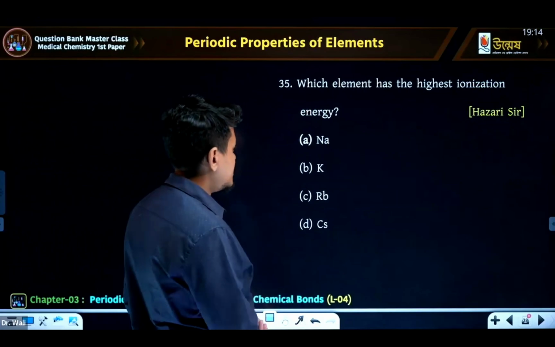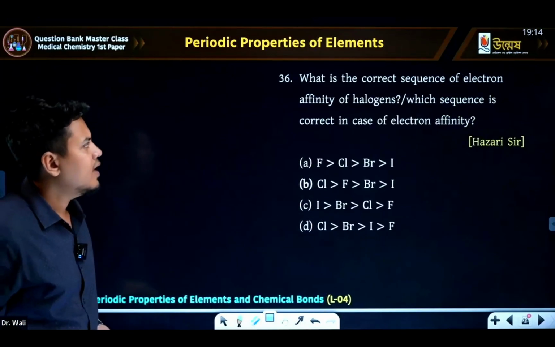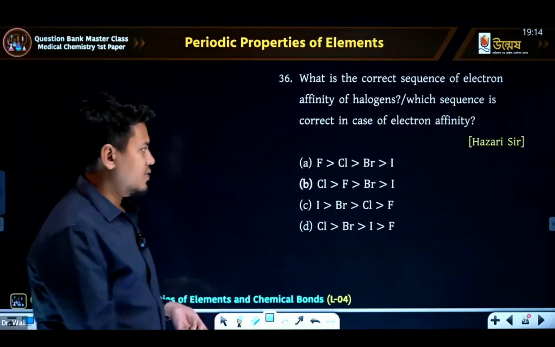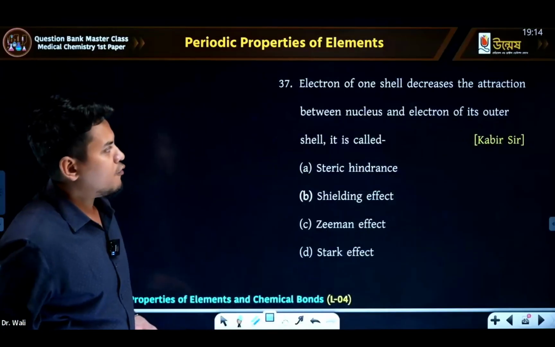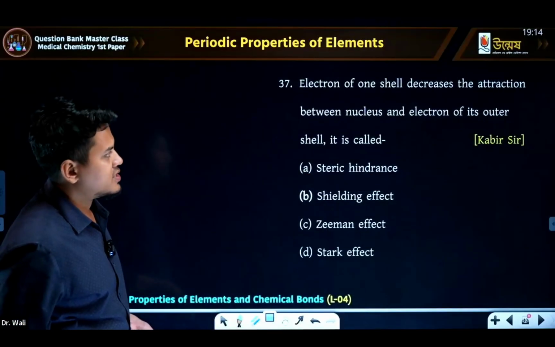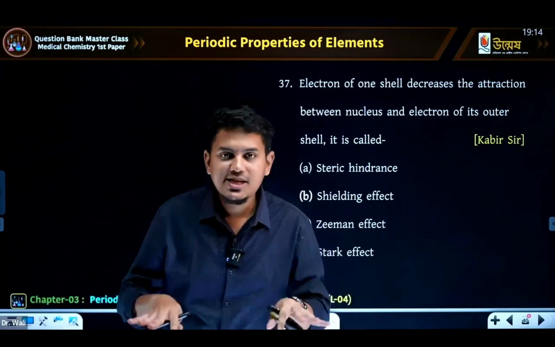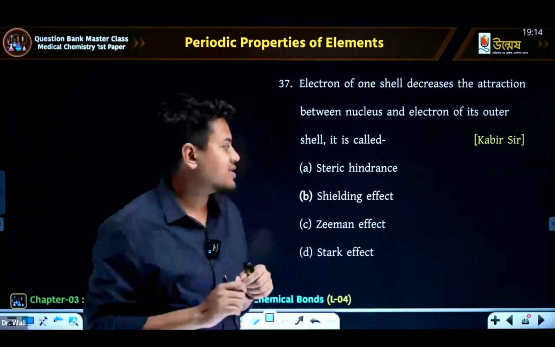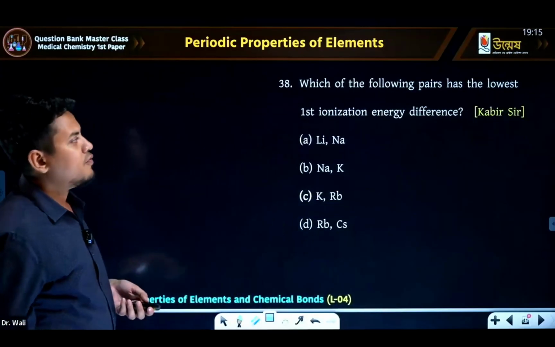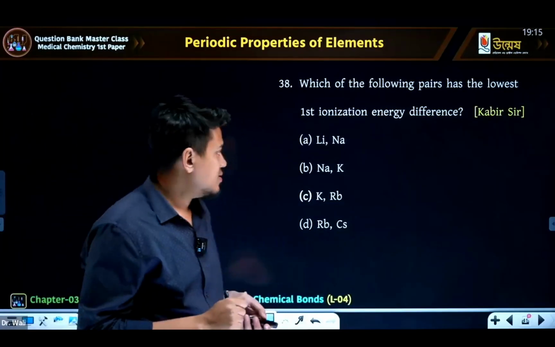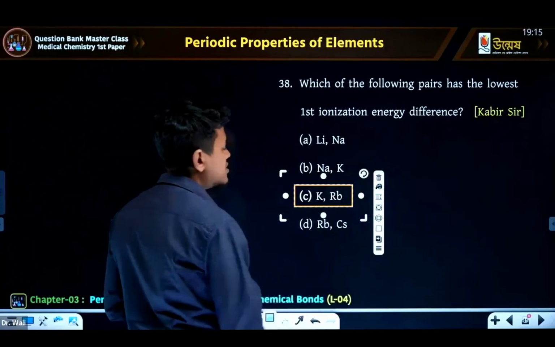Which element has the highest ionization energy? Certainly sodium. We have already solved that. What is the correct sequence of electron affinity of halogen? We have already solved that. Electrons of one shell decrease the attraction between the nucleus and electrons of the outer shell. Actually, it means electrons present in a shell repel other electrons of that shell, which is called the shielding effect. So the answer will be B. Which of the following pairs has the lowest first ionization energy difference? The lowest first ionization energy difference will be in potassium and rubidium.